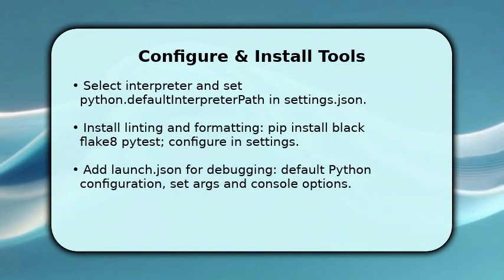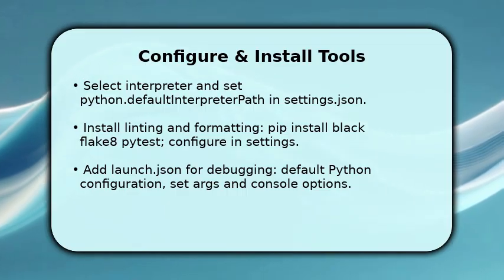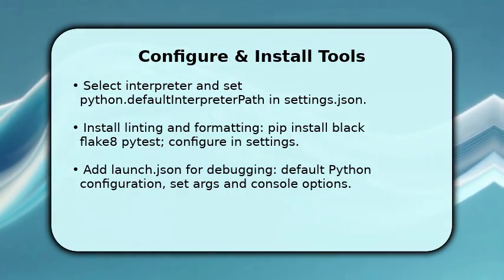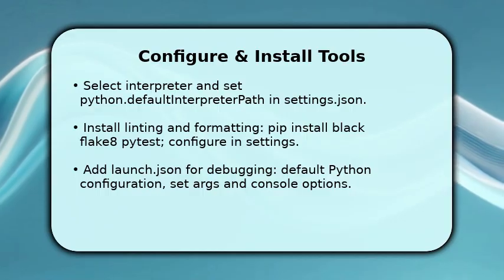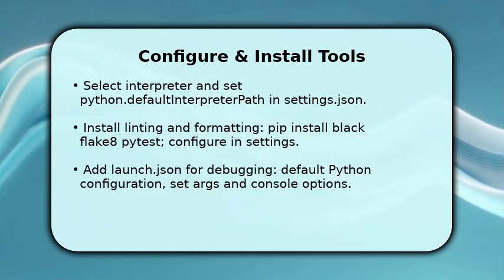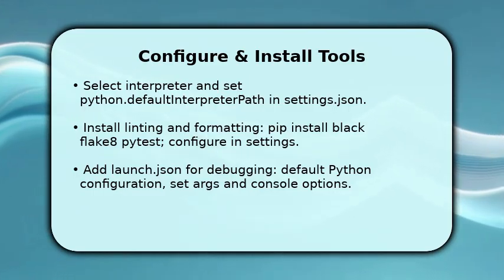Next, configure VS Code so it understands your project. You should select the venv interpreter and set python.defaultInterpreterPath in settings.json so the editor sticks to it. Install development tools inside the venv, pip install black flake8 pytest, and enable them under Python linting and formatter settings to enforce style and catch errors early.